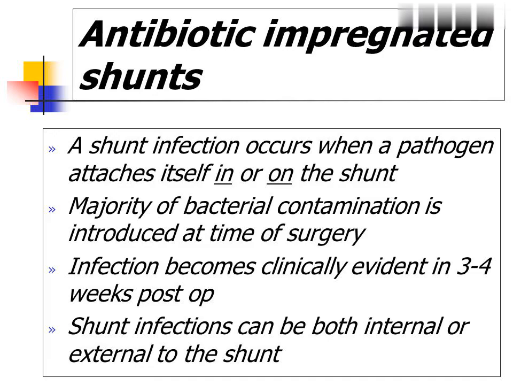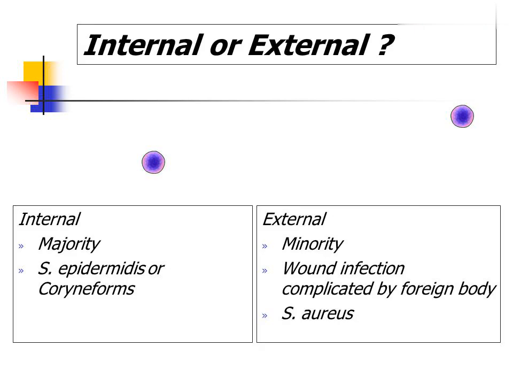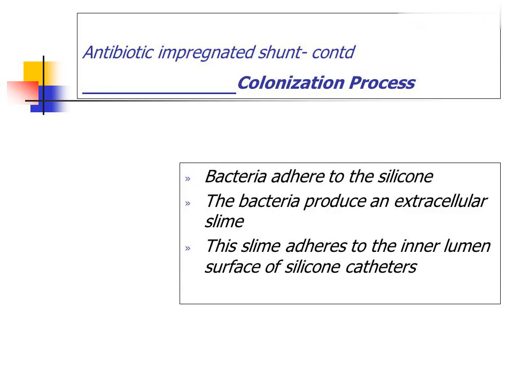Antibiotic impregnated shunts. A shunt infection occurs when a pathogen attaches itself in or on the shunt. Majority of bacterial contamination is introduced at time of surgery. Infection becomes clinically evident in 3 to 4 weeks post-op. Shunt infections can be both internal or external to the shunt. Internal: majority S. epidermidis or coliforms. Minority: wound infections complicated by foreign body, S. aureus.